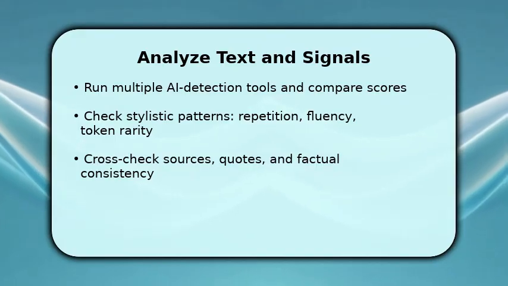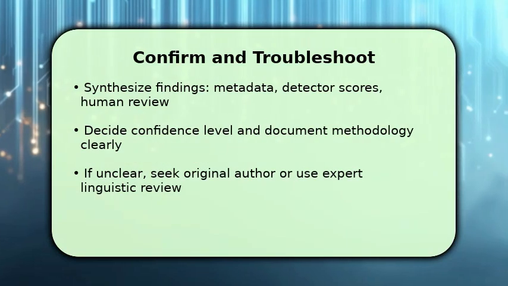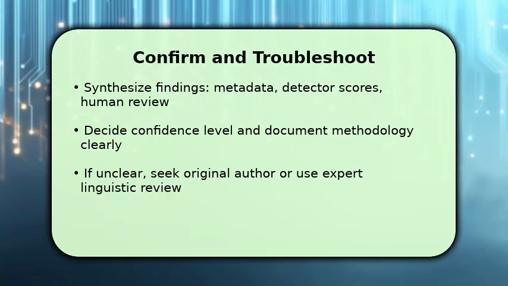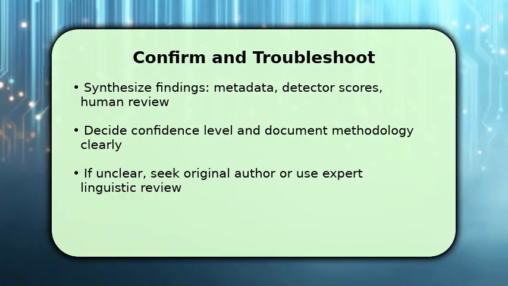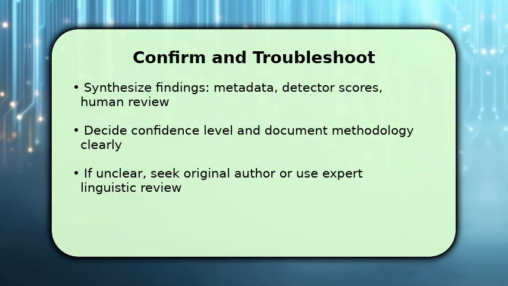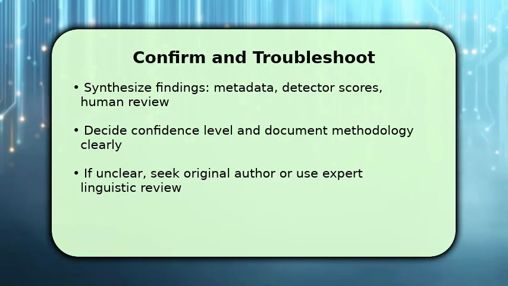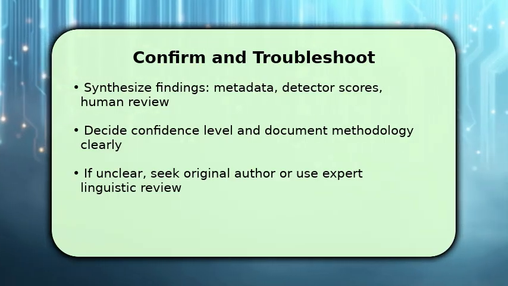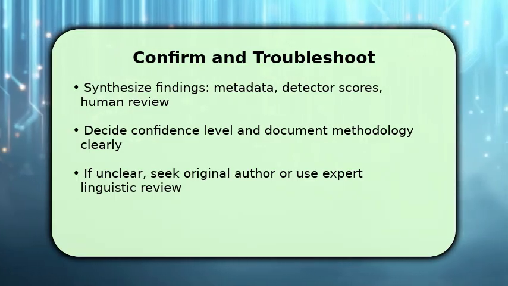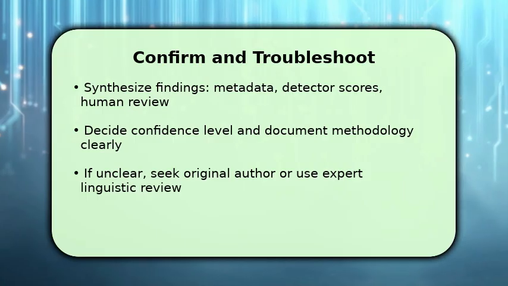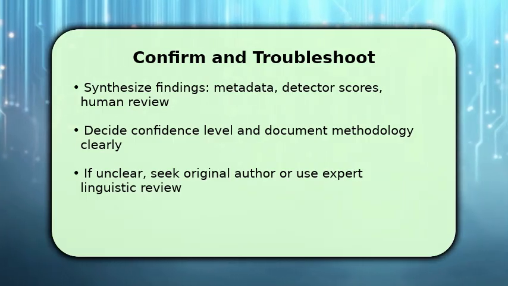You complete the process by synthesizing all evidence into a clear determination. Combine metadata, detector scores, and your stylistic review, then assign a confidence level and document each step so others can reproduce your result. If you can, contact the claimed author for corroboration before taking action. If the signal is ambiguous, escalate to an expert linguist or forensic analyst.